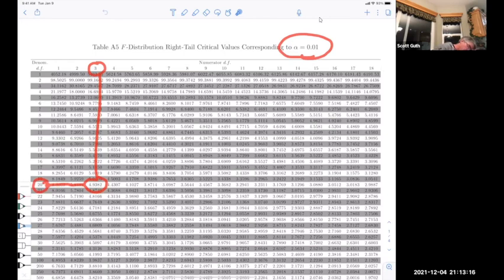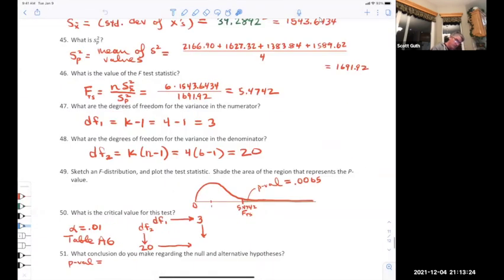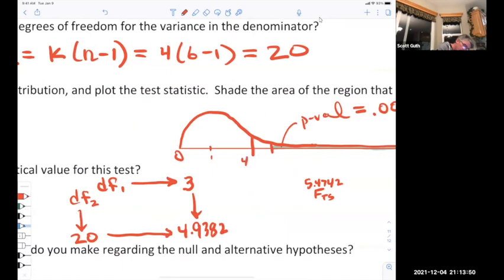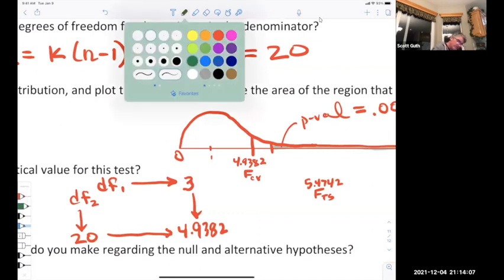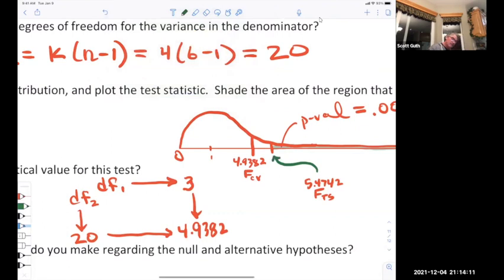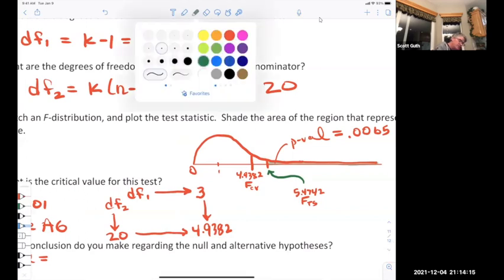So that's 4.9382, which I'll put down just over here, I think. Now I'm running out of space, so I'm going to move my test statistic just a little out of the way and draw an arrow. The 4.9382 we'll put in right here. And we move it just a skosh. That's our F critical value. And then I'll just draw an arrow for the test statistic, like that. So the test statistic is out there in the table past our critical value.